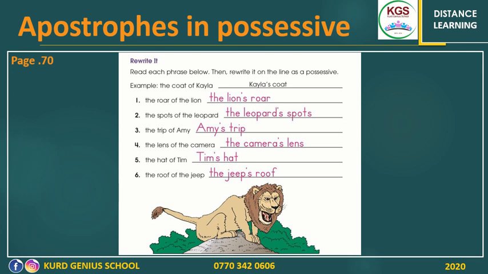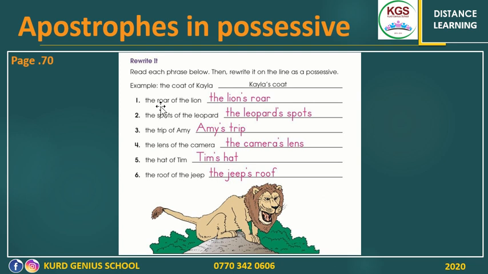On page 70, we have an activity. Read each phrase below, then rewrite it on the lines as a possessive. For example, the coat of Kyla, we have to rewrite it as possessive. The coat of Kyla, we say Kyla's coat. Kyla's coat means the coat of Kyla.